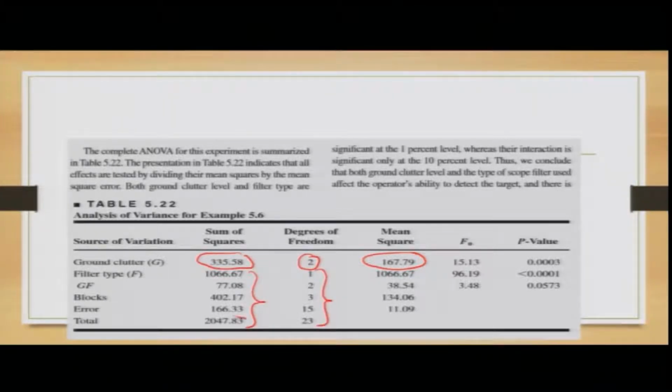Now, remember one thing, the sum of all the squares basically should add up to this value 2,047.83, that is 2047.83. Sum of all the degrees of freedom should add up to 23. So, this 2 plus 1 is 3, 4, 5, 5 plus 15 is 20, 20 plus 3 is 23. Then you basically divide the sum of the squares by the degrees of freedom, you get the mean squares, and finding out the ratios of the mean squares gives the f values, and then you can comment intelligently whether they are significant or non significant depending on the level of significance.